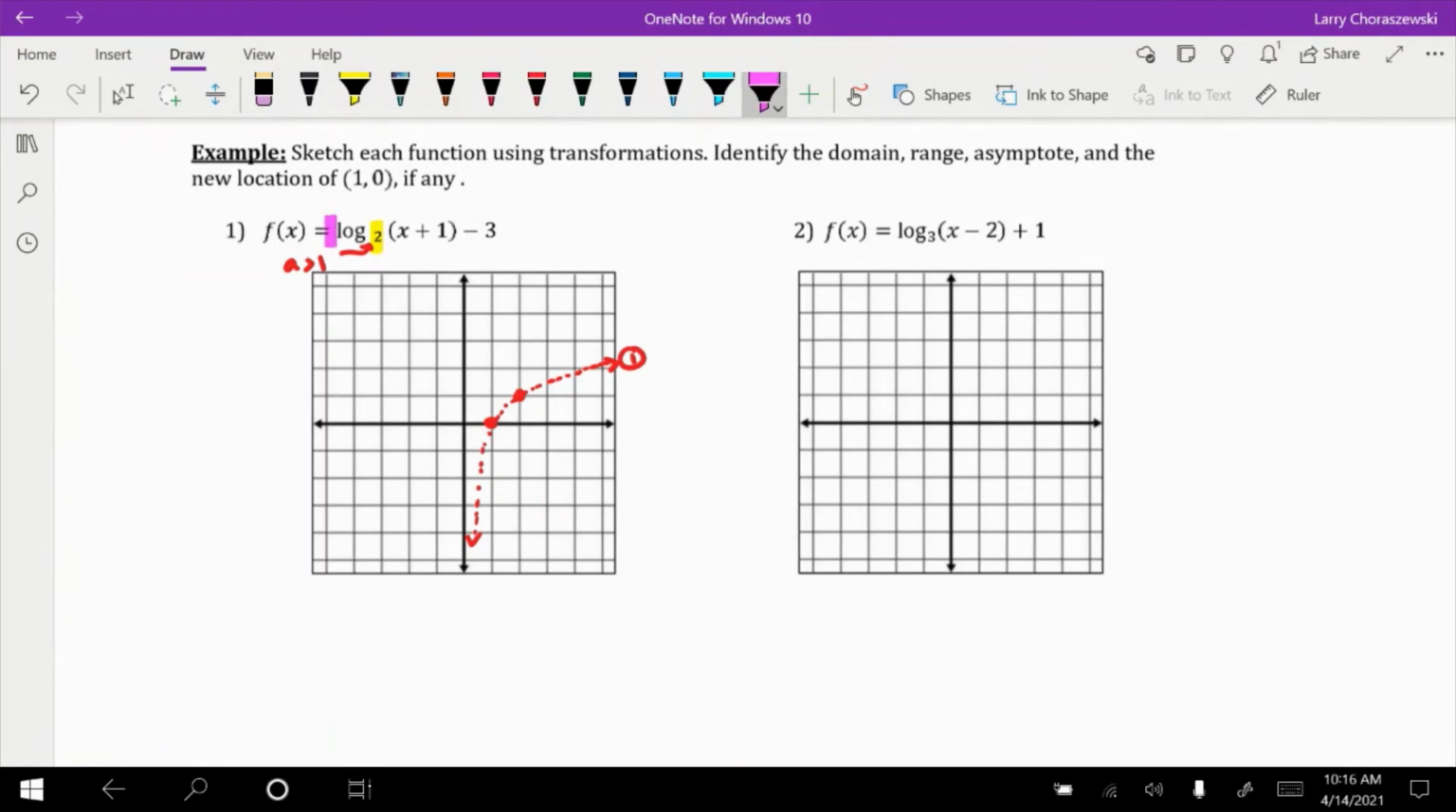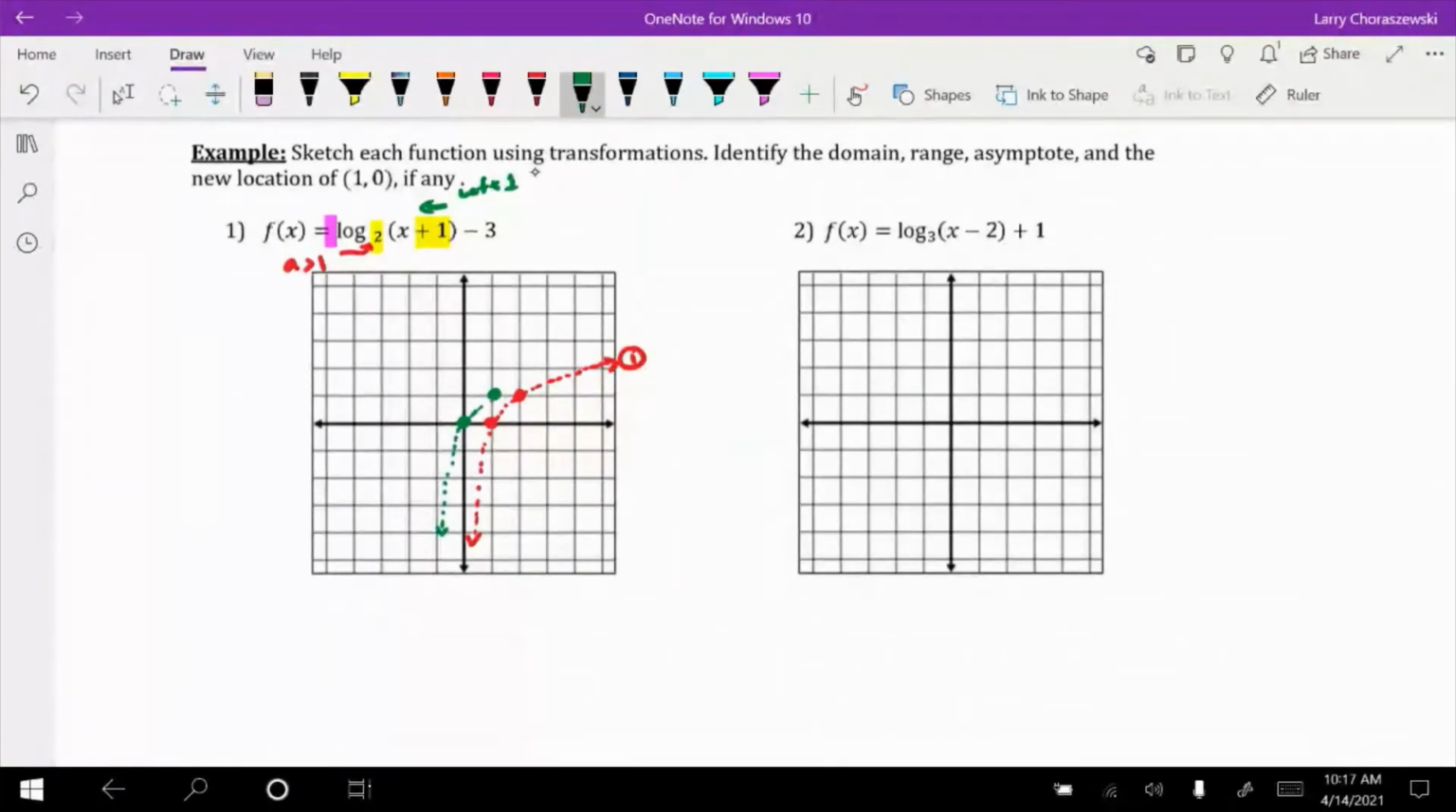There's nothing in front of this log in terms of negative signs, so there's no x-axis reflection that we have to worry about. But there is something going on inside the argument. What do you think this does to our graph? Yep, left by 1. So I'm going to take these 2 points, shift them left by 1. The vertical asymptote shifts left by 1 as well, but I'm going to leave that off until our final graph, just so that it doesn't look too messy in this coordinate plane.